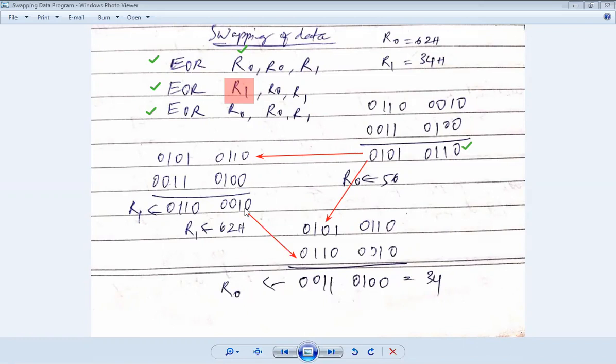Now we will get back to the program, and here you can see that R1 has this value, which is 62. Which means these data are swapped with each other.